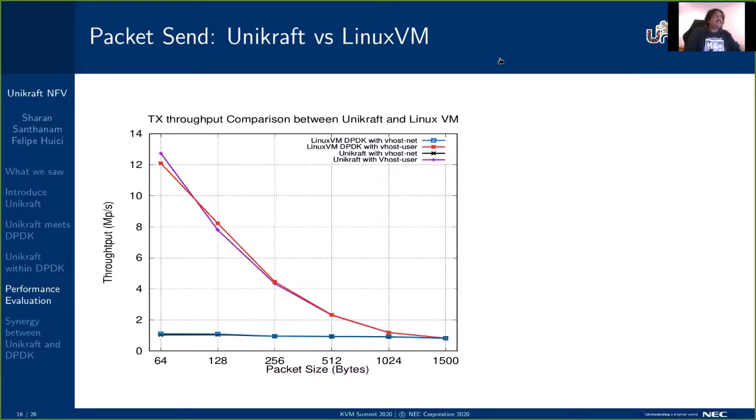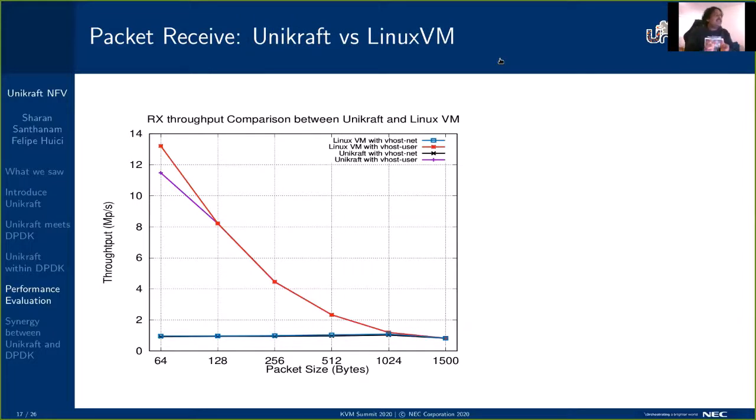In terms of the next graph, which shows the baseline performance, what we do here is vary the packet sizes from 64 bytes up to 1500 bytes, and we measure how much throughput we get in millions of packets per second. We measured it in four mechanisms. One is using vhost-user, which is the DPDK accelerated version, and the vhost-net is the kernel accelerated version. And in terms of Unikraft versus DPDK comparison, we are quite similar in transmission performance.